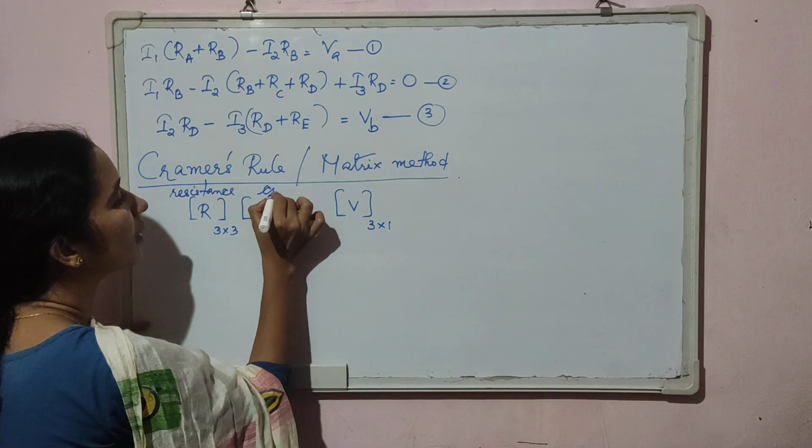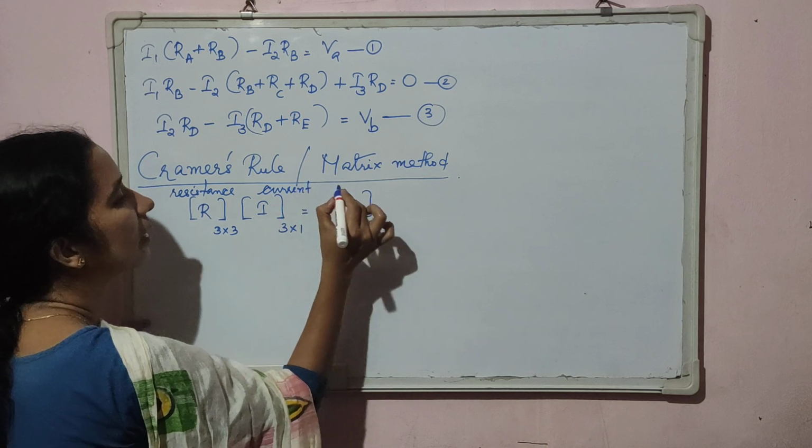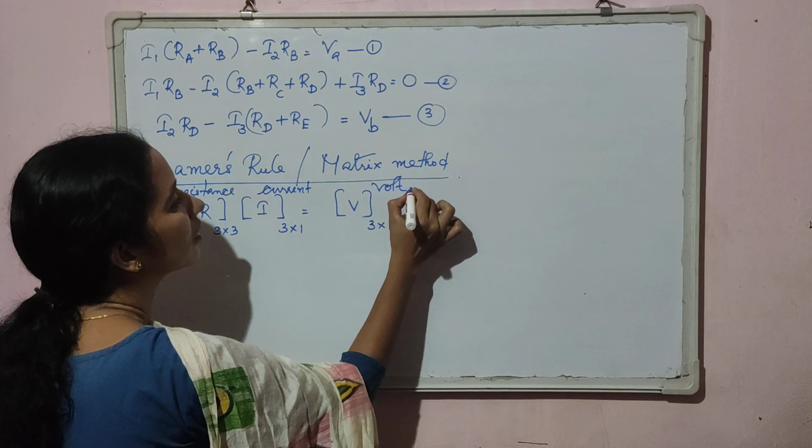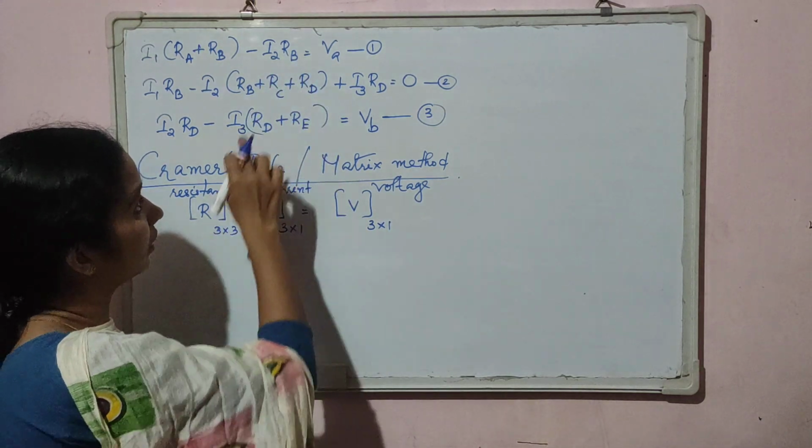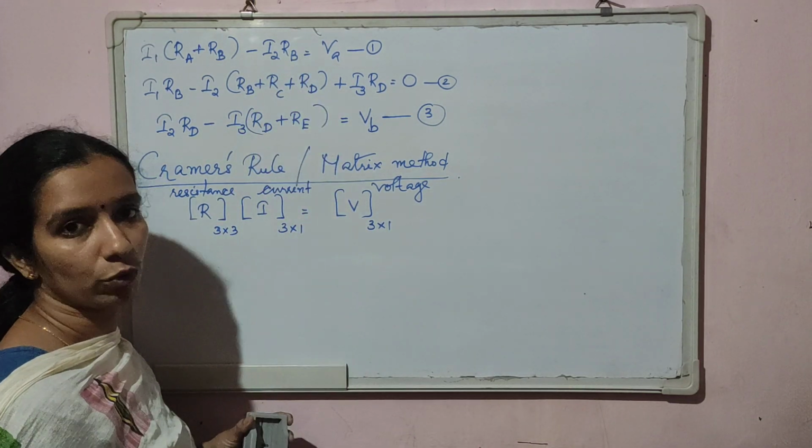This is the current matrix. And this is the voltage matrix. So now arrange these 3 equations in a matrix form.